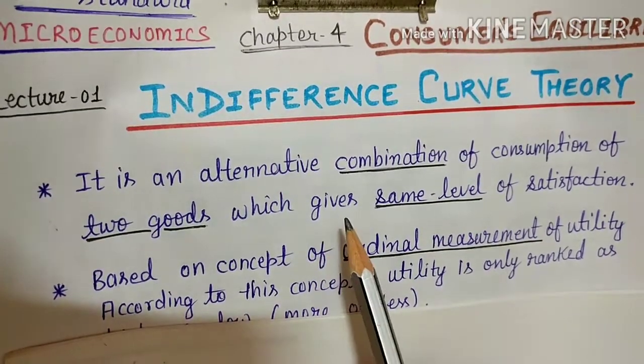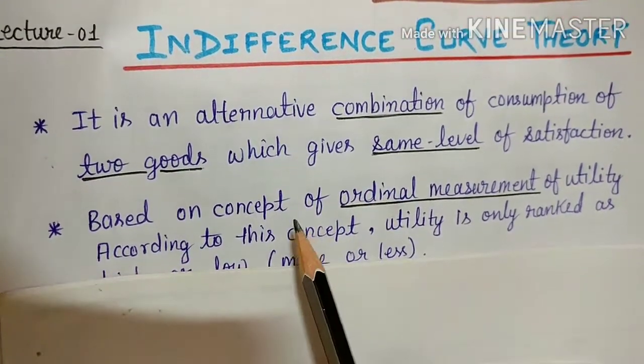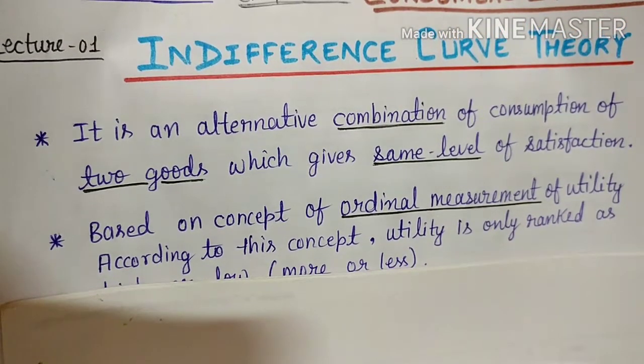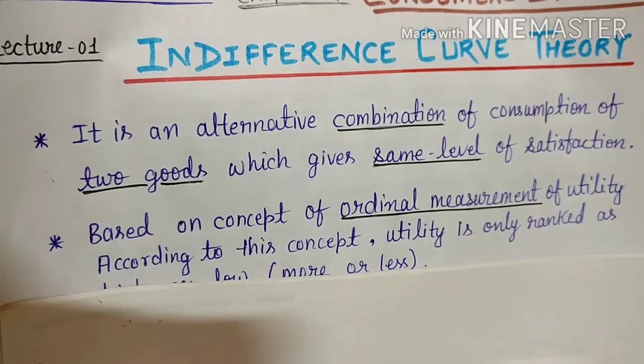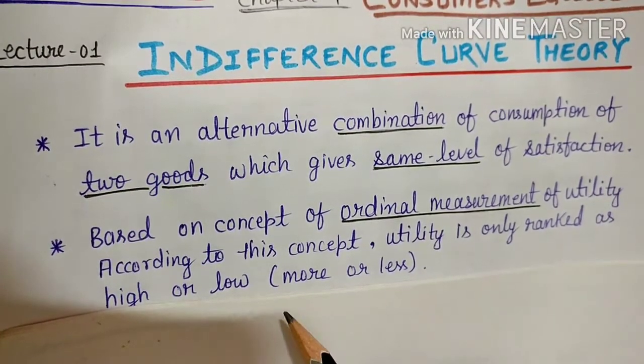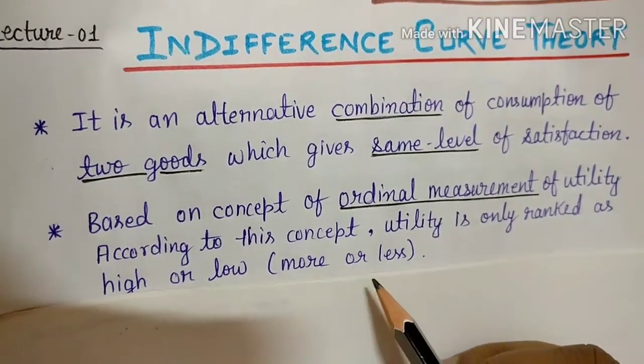Remember, the main thing: this concept is based on ordinal measurement of utility. In the last chapter we learned about the cardinal approach, where we measure satisfaction in terms of numbers like 1, 2, 3 and 4, which is not practical. This one is practical because, according to this concept, utility is only ranked as high or low, or more or less.